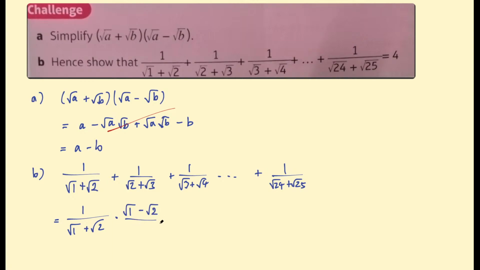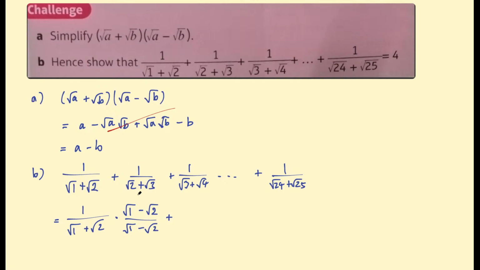And if I do that in the top and the bottom, or the numerator and denominator, then I'm multiplying by 1, and I haven't changed anything, so that's okay. I'm allowed to do that. I can multiply anything by 1 and it will still be the same thing.